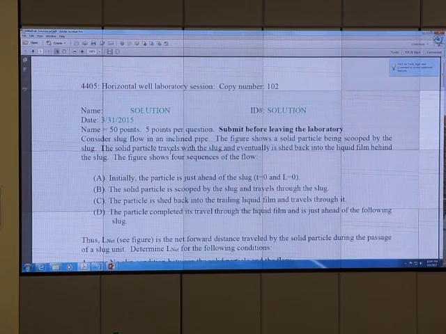Okay, many of you have seen slug flow. Have you seen slug flow? Who have not seen slug flow? Luis, have you seen slug flow? Yes or no? No, okay. Andrew, have you seen slug flow? No. Oh, okay.